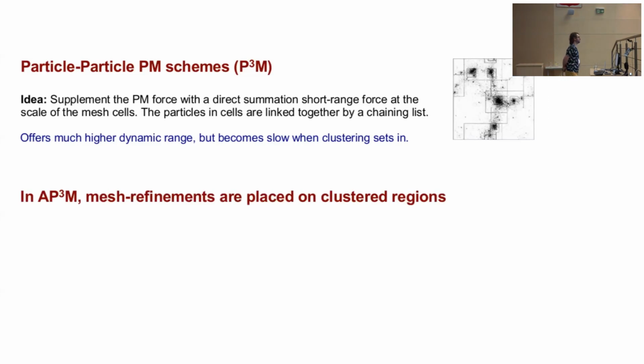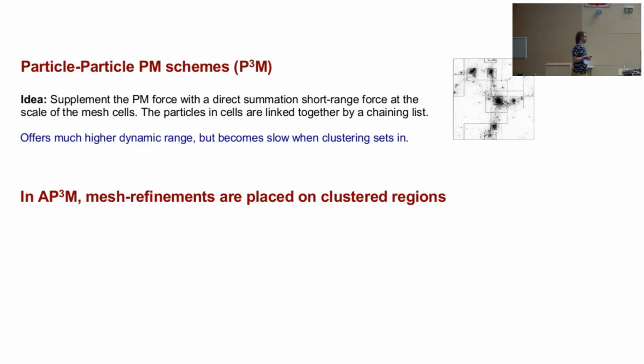So this offers a much higher dynamic range, but becomes very slow when the clustering of structure kicks in during the simulation. For the first redshifts, from 100 to redshift 10, let's say, you can get away with that, but as soon as things like clusters start to form, galaxy cluster halos, you have so many particles in one mesh cell that this becomes very, very problematic.